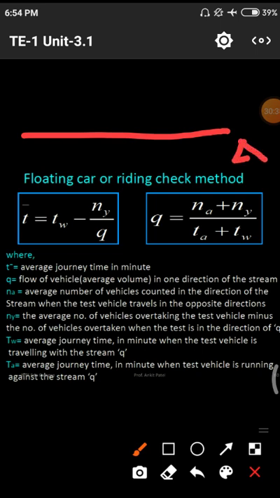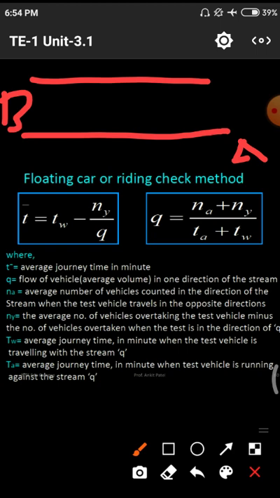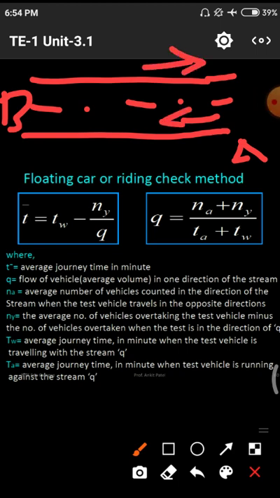This is the A point and B point. This is a two-lane road, so that we are moving in this direction. First of all, we need to count the number of vehicles coming in the opposite direction.